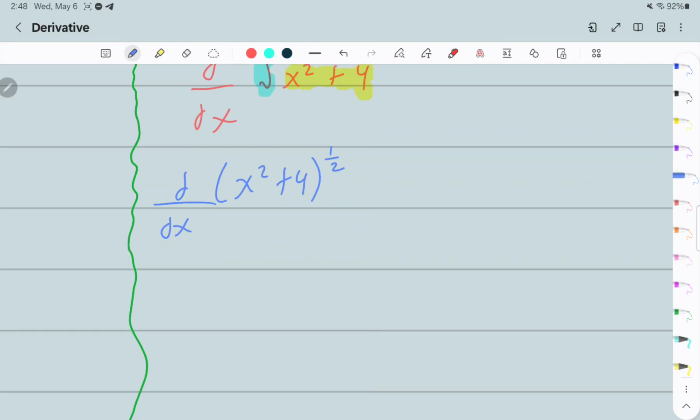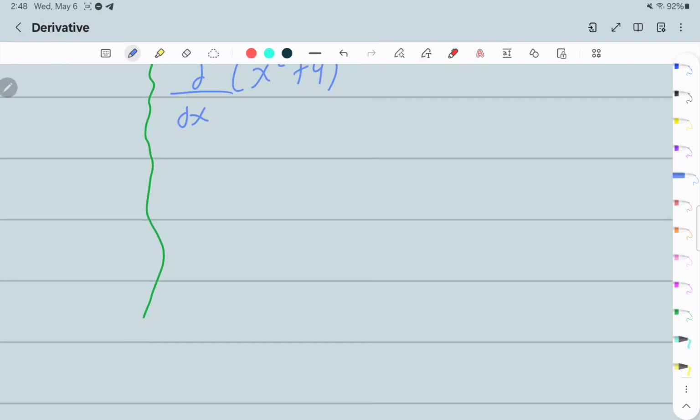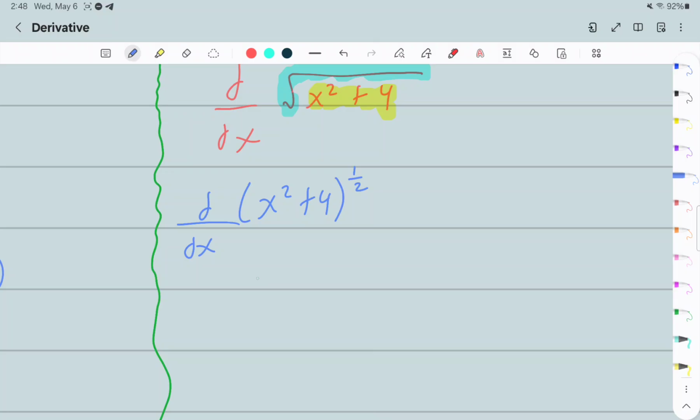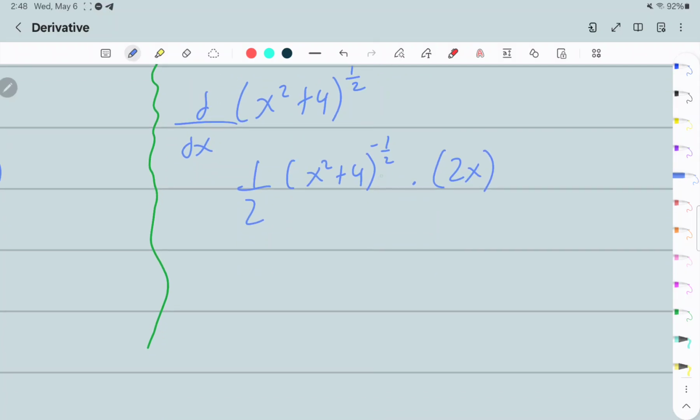Now, you see 1 over 2. To apply the same thing as you applied here, the outside exponent just falls down. It's going to be half, (x squared plus 4) remains the same, and half minus 1 is minus 1 over 2. Now multiply this with the derivative of the inside. Now x squared becomes 2x, and 4 is just 0. If you further simplify, this will come down eventually. So it's going to be 1 over 2 times (x squared plus 4), and it's going to be on the root.